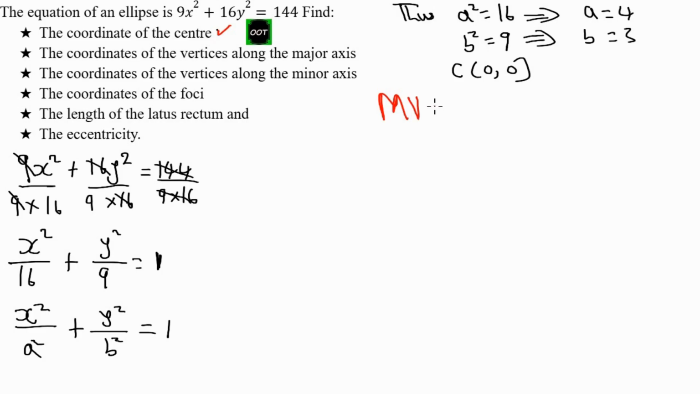Excellent. I don't know if you get it, but I know some of you actually get it. So it's actually horizontal because 16 is the highest value and it's under the x. This means that the ellipse is elongated along the horizontal axis, which is along the x-axis. Thus, it's an ellipse with horizontal orientation.